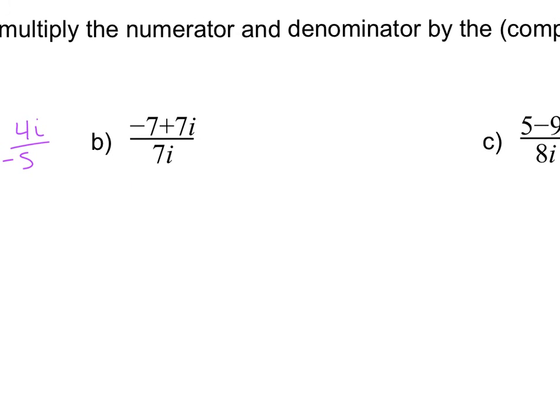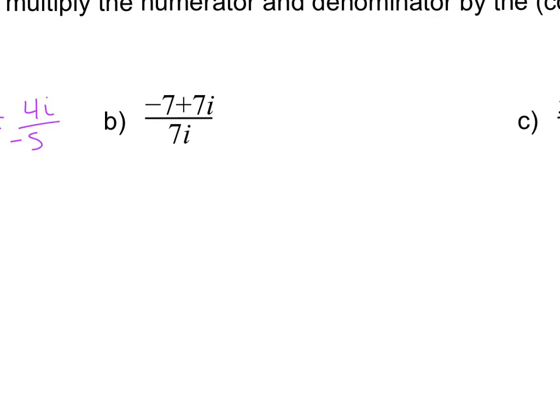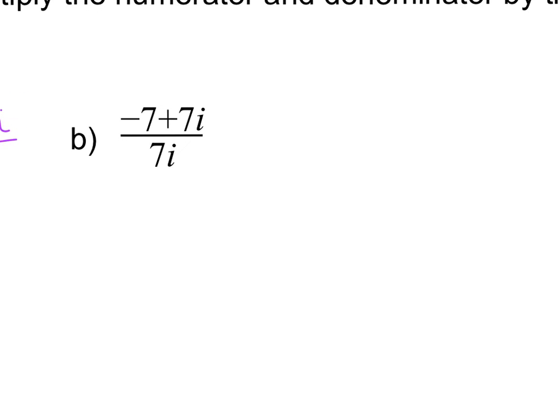Okay, let's do another one. We got a binomial on top. Don't freak out, you'll be all right. So we're going to multiply top and bottom by i over i. So I'm going to have to use the distributive property on the top section. So it'll be -7i plus 7 times -1, because i times i is -1, over, and that would be 7 times -1 now.